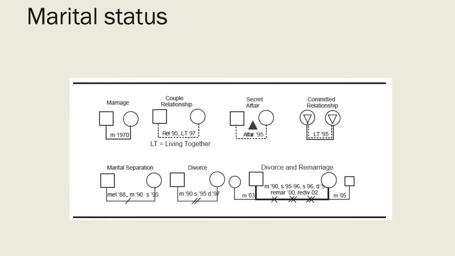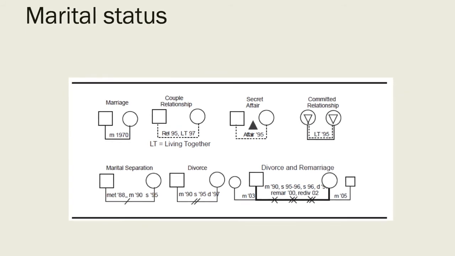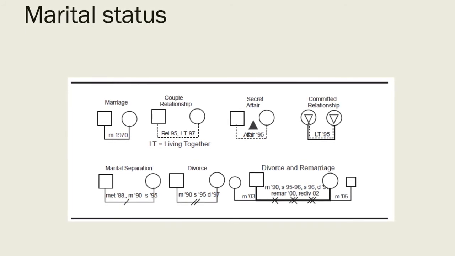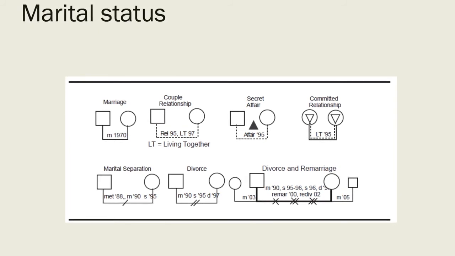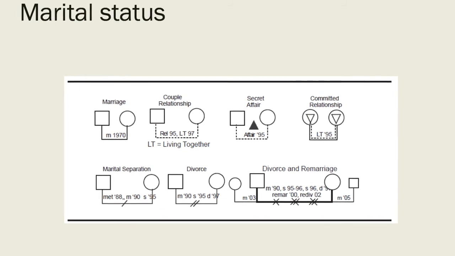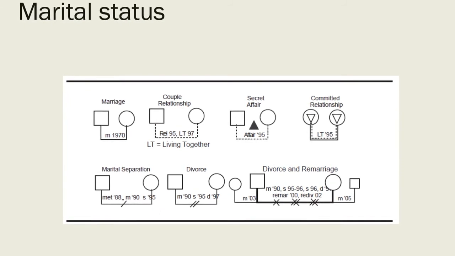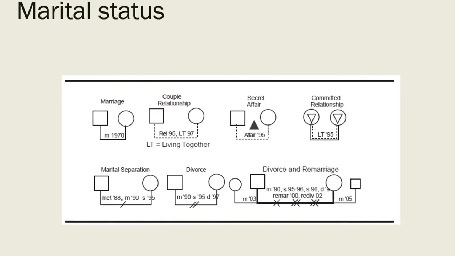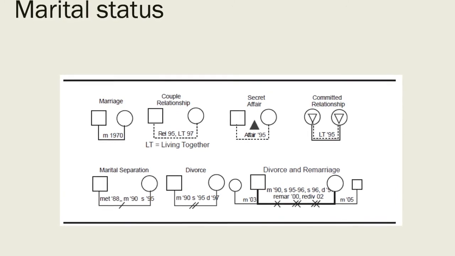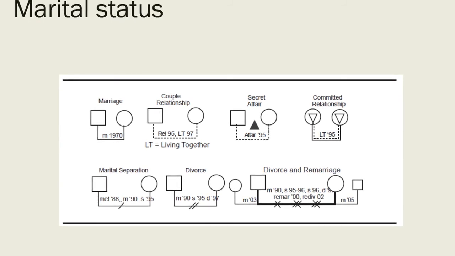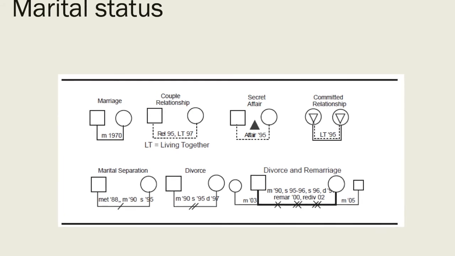Marital separations show a dash between the connecting lines between the male and the female, or the same within a committed relationship. Divorce has two dash marks. Divorce and remarriage gets a little confusing because you can mark and note the time of marriage, separation, divorce, and remarriage. So those hash marks are going to look a little confusing, but it's going to take a little bit of playing around with the software to get it to make sense.